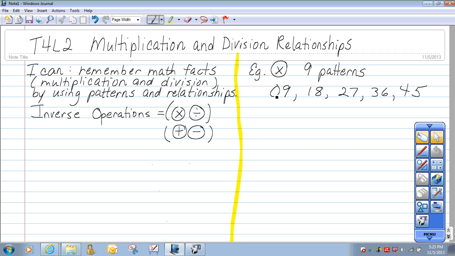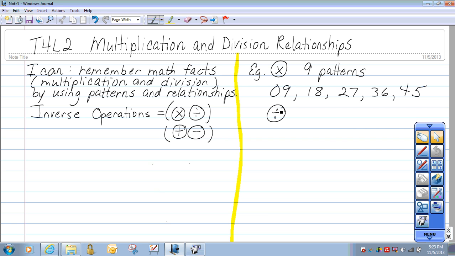So you can always add up the digits and they will always equal 9. So the tens place and the ones place added up equal 9. 1 plus 8 is 9. 2 plus 7 is 9. 3 plus 6 is 9. 4 plus 5 is 9. There's also a hand pattern that you can use. It's hard to show on video, but we can teach you in class on how to remember patterns for your 9s.